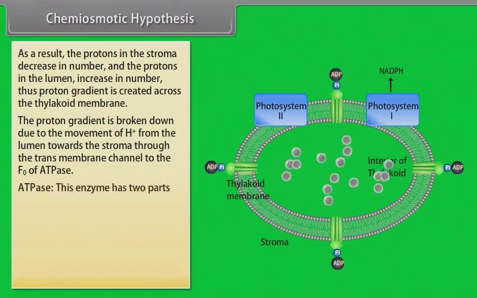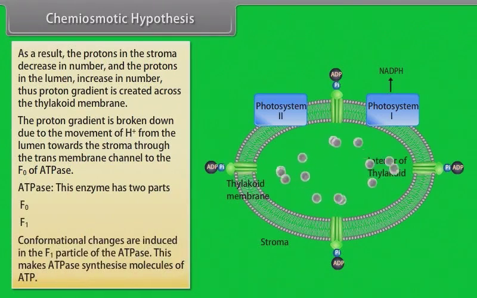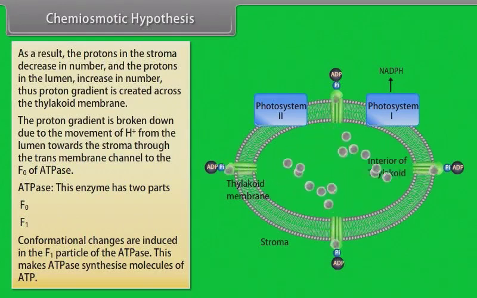ATPase. This enzyme has two parts, F0 and F1. Conformational changes are induced in the F1 particle of the ATPase. This makes ATPase synthesize molecules of ATP.